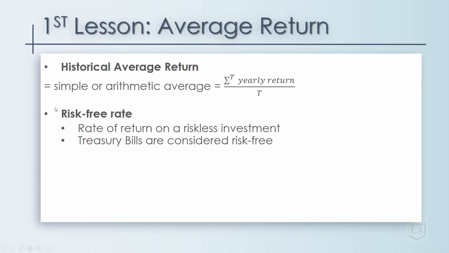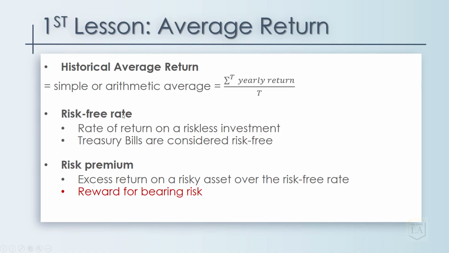So why do we need to adopt this new concept? Because we actually want to measure what's called the risk premium. Whatever return you got on top of the risk-free rate would be the risk premium. So it's the excess return on a risky asset, or any kind of asset that you invested in, on top of the risk-free rate. Any return minus the risk-free rate would be a risk premium, and this would be regarded as the reward for bearing risk.